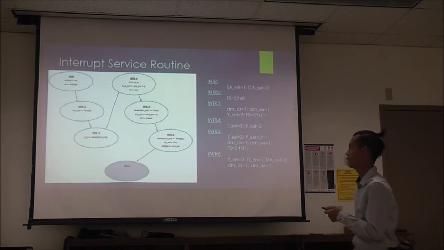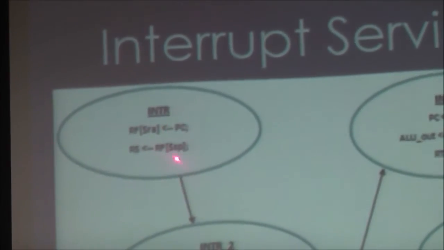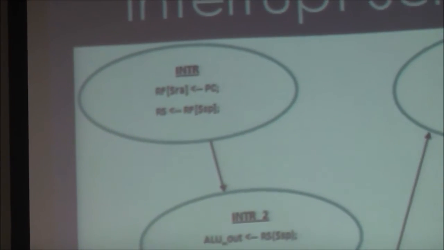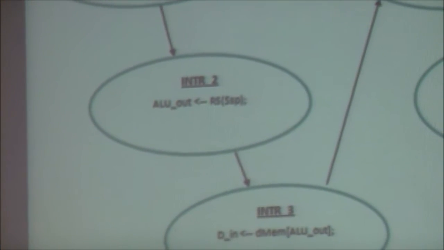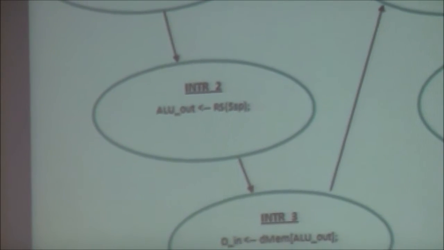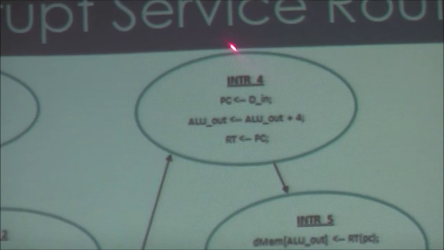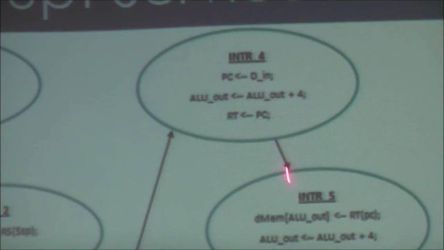This is the interrupt service routine, a collection of 6 different states. The first interrupt state is when we store the return address, the PC, into the return address, and pass the stack pointer into the RS register. Interrupt 2 is where we pass that RS into the ALU out. Interrupt 3 is when we push into the stack, we pop into the DIN the interrupt service address. Interrupt 4 is loading the PC with that address, updating the stack pointer by adding 4, and loading the RT with the current PC.